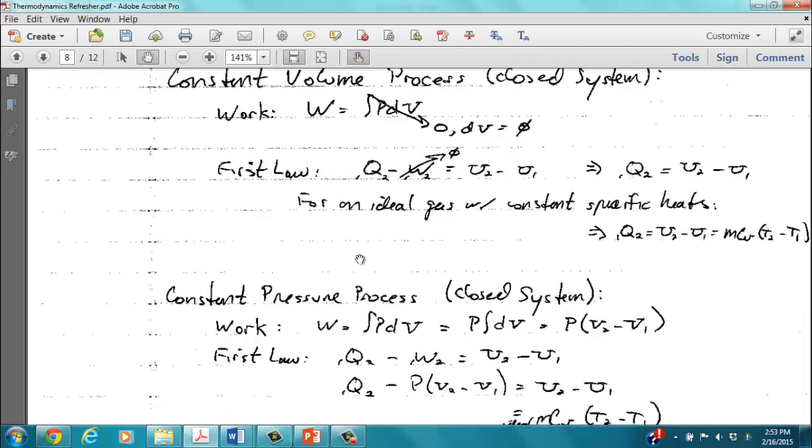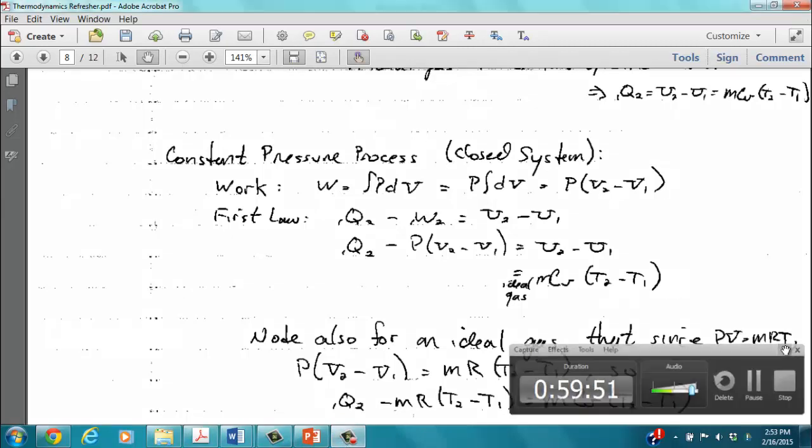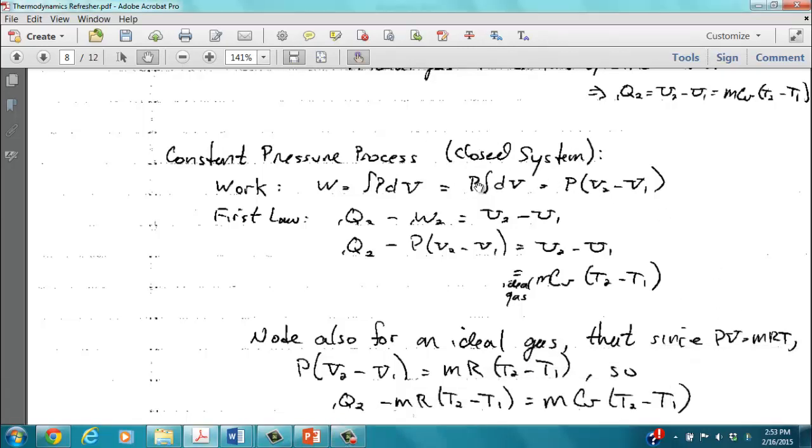The next easy process to analyze is what we call the constant pressure process, and again, this is for a closed system. In the case of the constant pressure process, pressure is constant, so we can pull it out of the integration and just integrate dV. So we get pressure times V2 minus V1. If we substitute that into the first law equation, we get that Q1 to 2 minus P(V2 minus V1) equals U2 minus U1. And this right-hand side, because this is delta U, can be written as mass times constant volume specific heat times T2 minus T1.